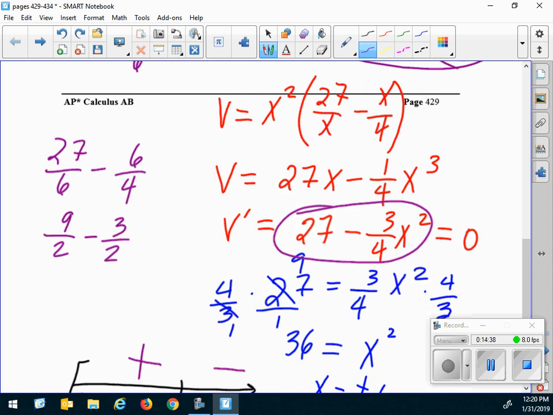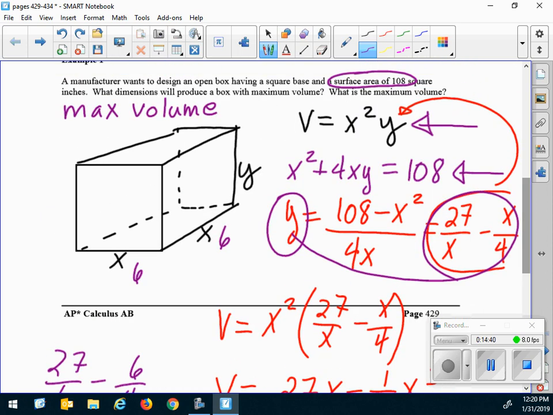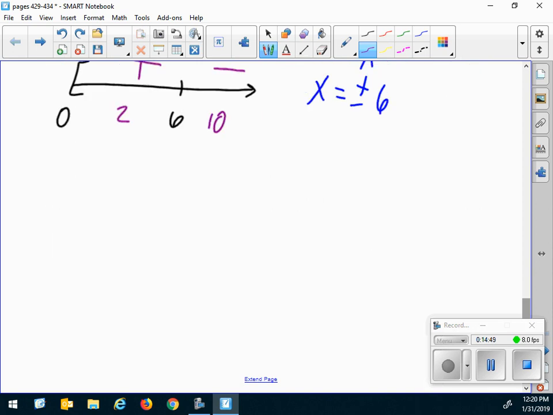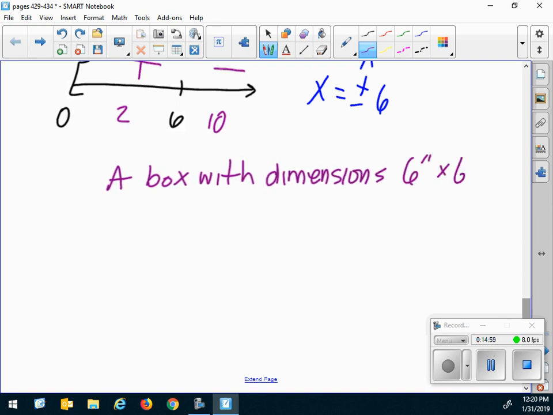Six over 2, which is 3. What dimensions will produce a box with max volume? A box with dimensions 6 inches by 6 inches by 3 inches.